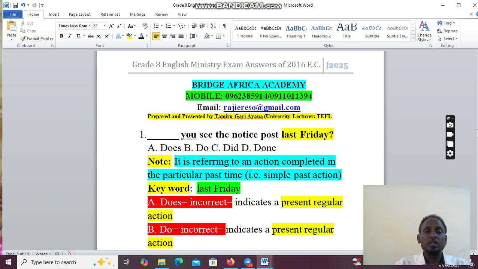Question number 1. Blank, you see the notice post last Friday. This is a question, and we need to supply the question word or the word that fits in this blank space. It is referring to an action completed in a particular past time, which is a simple past action. The clue is last Friday.